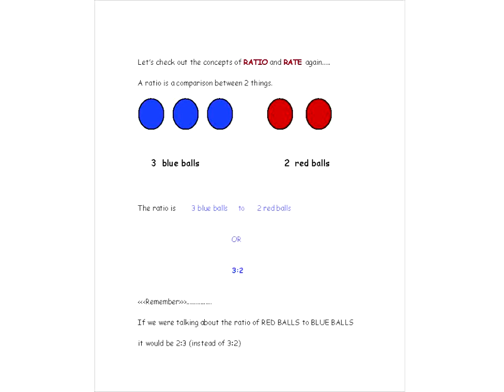So the first page here, we're going to talk about ratio and rate. And remember that a ratio is a comparison between two different things. So for instance, we have 3 blue balls here, 2 red balls here. And so we would say the ratio is 3 blue balls to 2 red balls. And when you write that as a ratio in math, you write it as 3 to 2. You can see that the 3 here just comes down to the 3 here, and the 2 here becomes the number 2. So 3 to 2 is the ratio of blue balls to red balls.